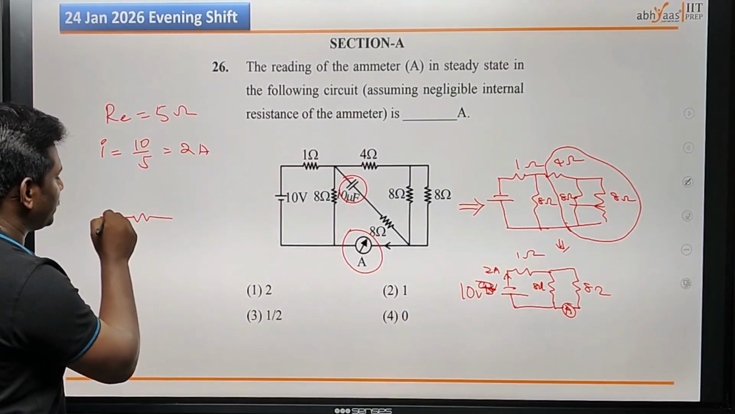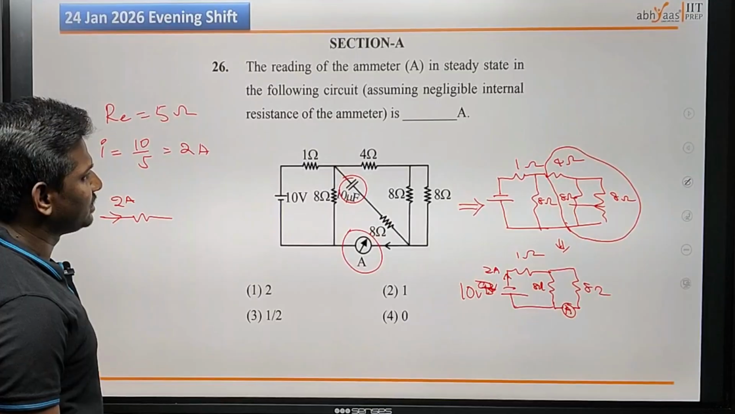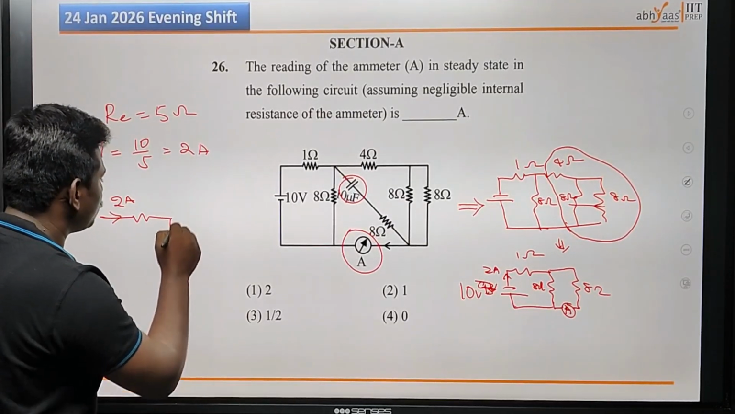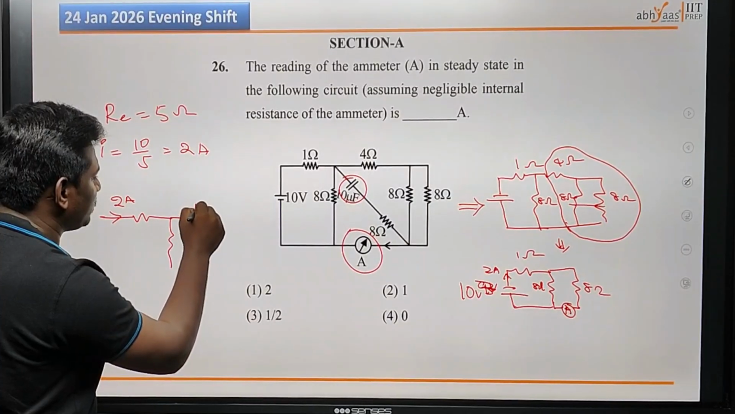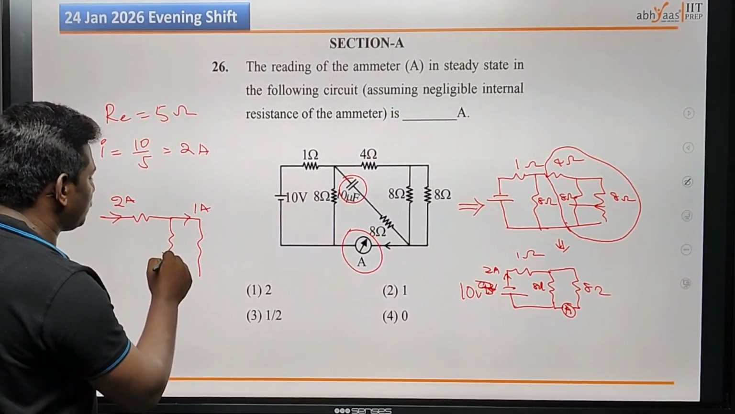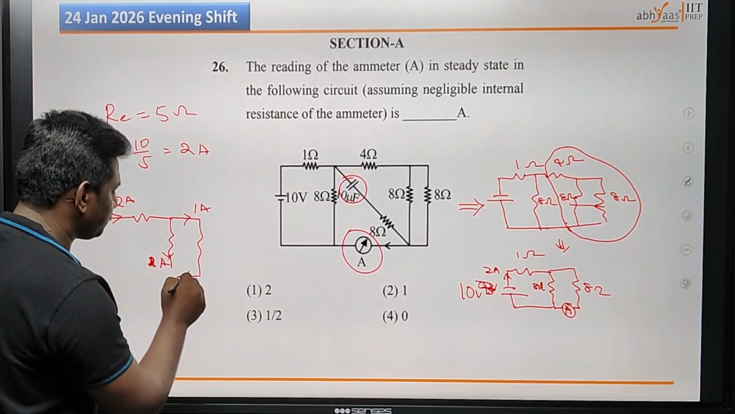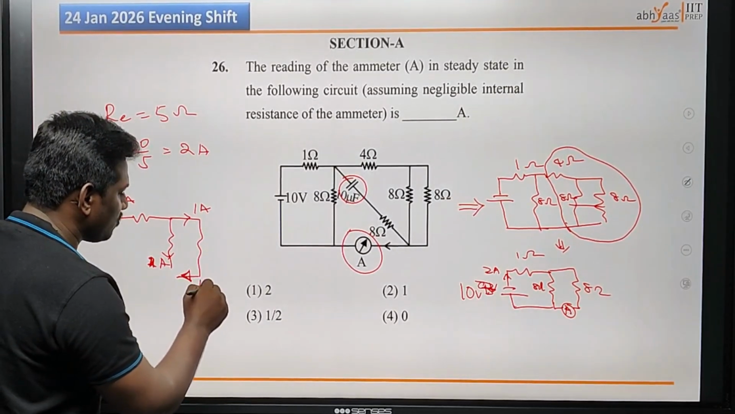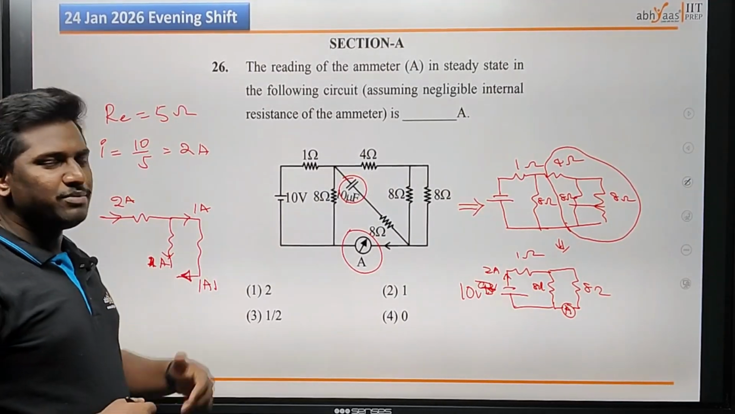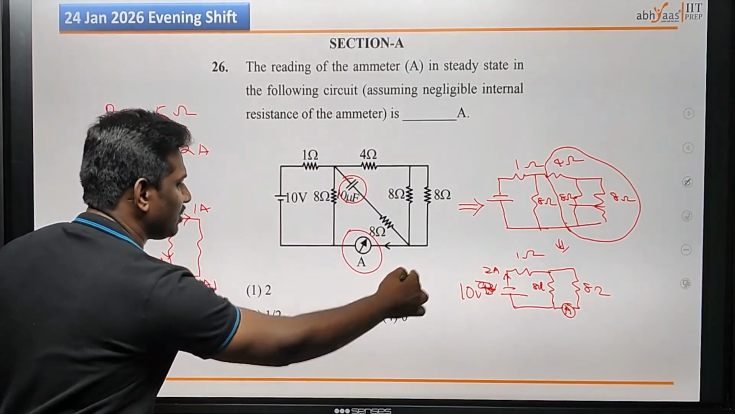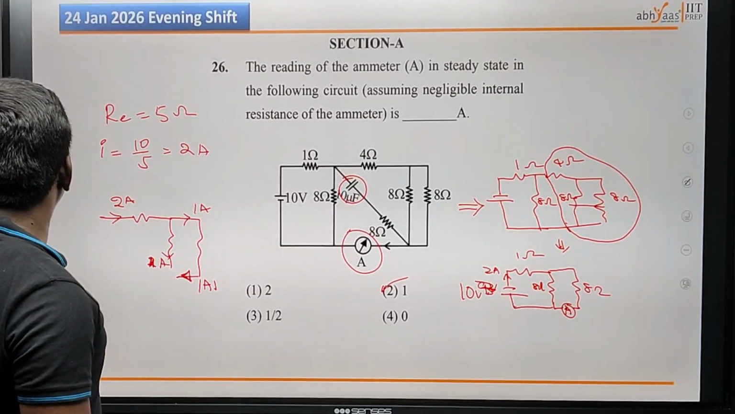We are sending 2 ampere current, and this is passing through 2 branches. One branch has 1 ampere, and the other branch has 1 ampere. So at this place also we are getting 1 ampere current. So what is the reading of the ammeter? That is nothing but 1 ampere. Option 1 is the right answer. So next question, see here.